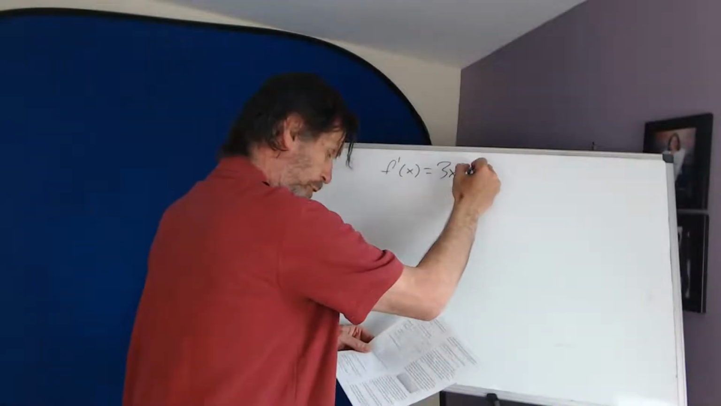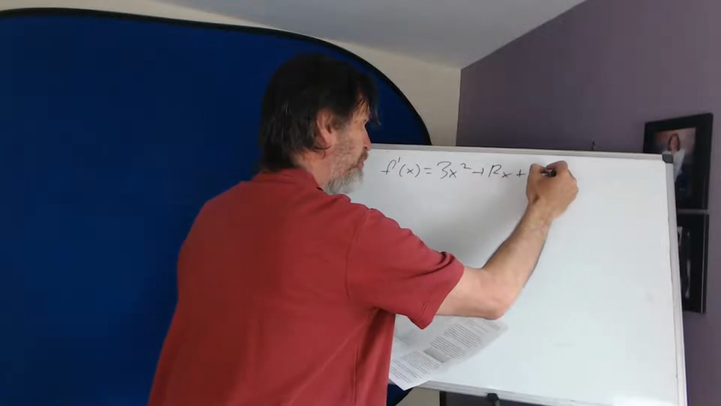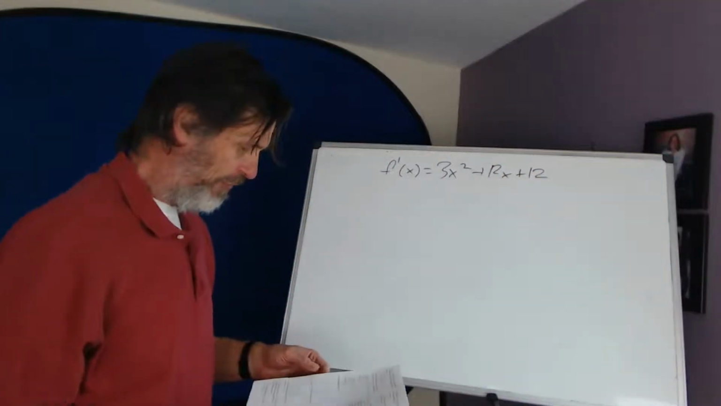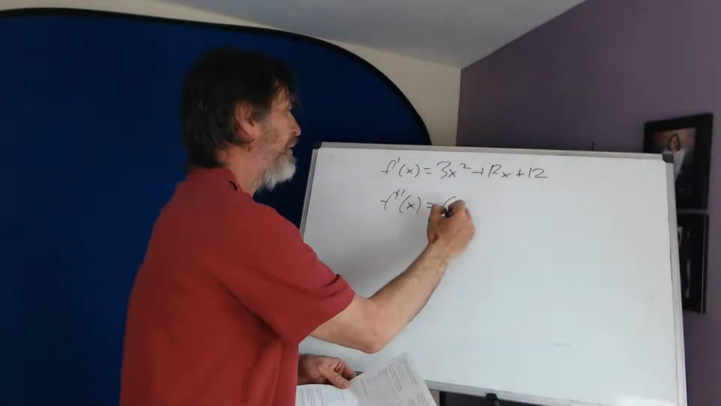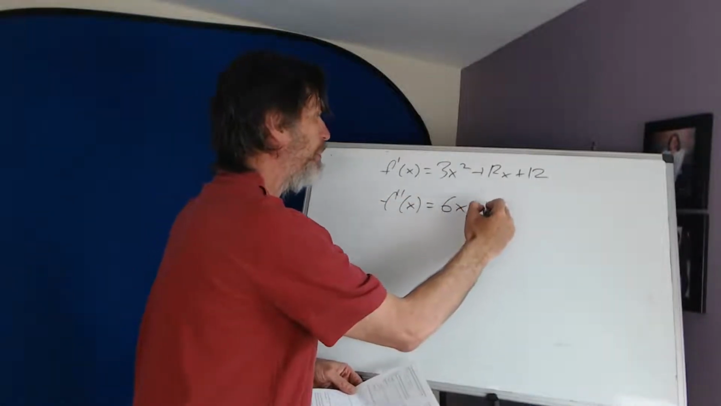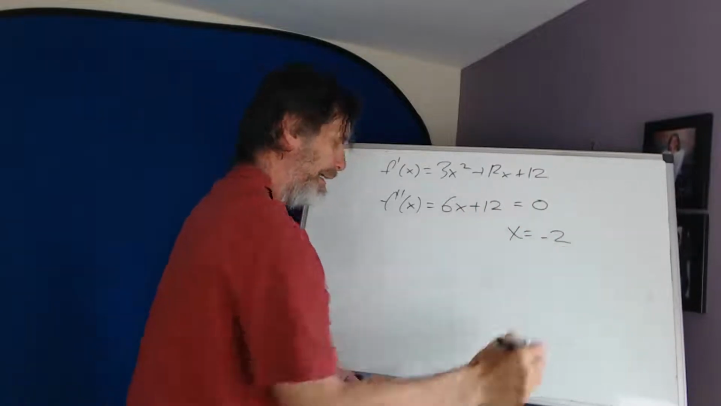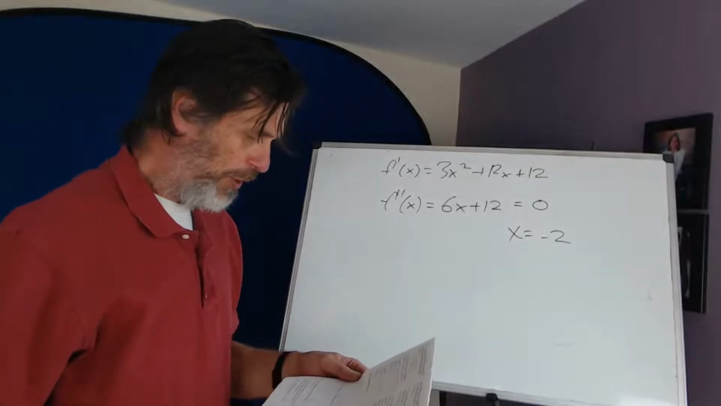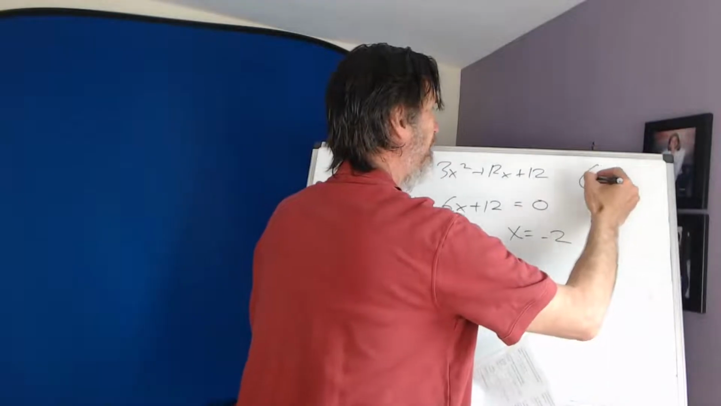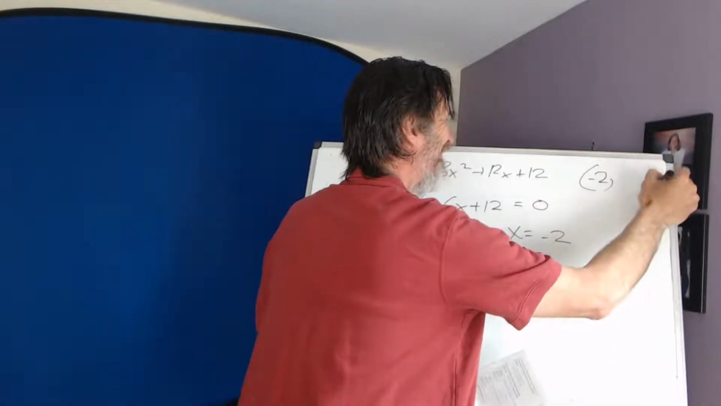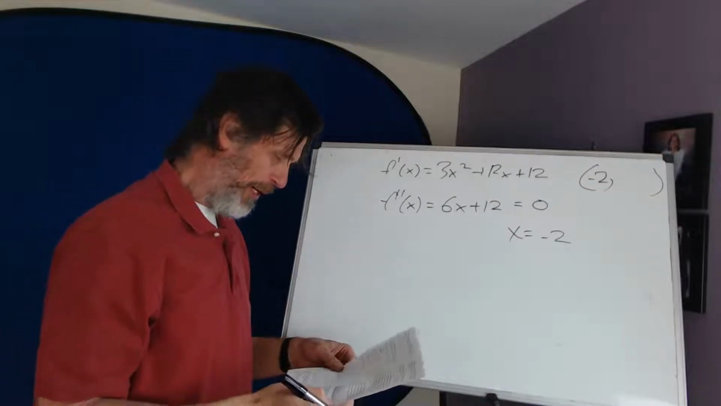How about a nice 3x squared plus 12x plus 12, taking the derivative of the f of x function. Now the second derivative yields 6x plus 12. Let's set that equal to 0. X is -2. So there's only one inflection point on the graph. We know it has an x value of -2. Let's plug that back in and find the ordered pair.